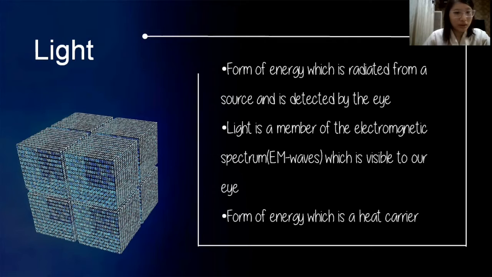Another reminder is that EM waves do not require a medium for propagation. An example is that sunlight can reach Earth without any medium, and that is because it is an EM wave. An EM wave consists of two waves, which are electric and magnetic.